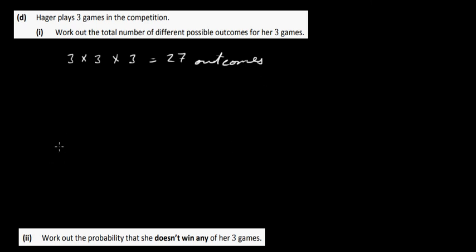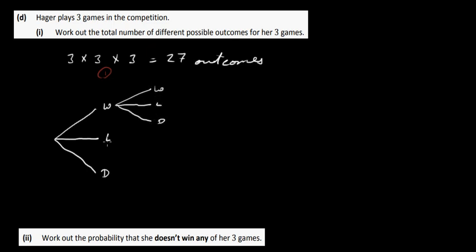If you look at that from the point of view of a tree diagram, now I may not be able to draw all of this because it'll get fairly big, but if you look at it like this, in the first game she can win, lose or draw. So this is the first game here. Now if she wins the first one, she's going to go on and play another game. So again she can win, lose or draw. Win, lose or draw here. If she loses the first game, she goes on to play another game, and she can win, lose or draw that game. Same here. If she draws the first game, the second game she can win, lose or draw it.